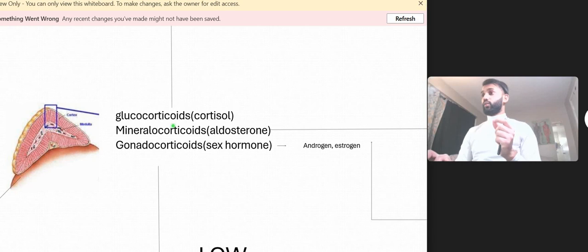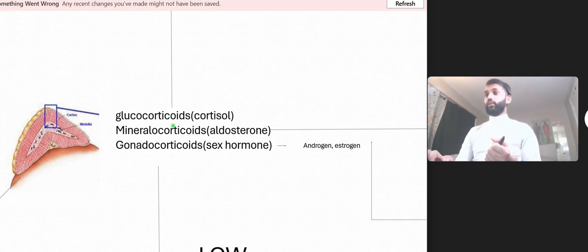Okay, so one more time. When you say cortisol, we say the increase in sugar. When we say aldosterone, that's the increase in salt. And when we say sex hormone, that's the increase in your sex hormone, such as androgen. For this class purpose, we'll only talk about the androgen itself.